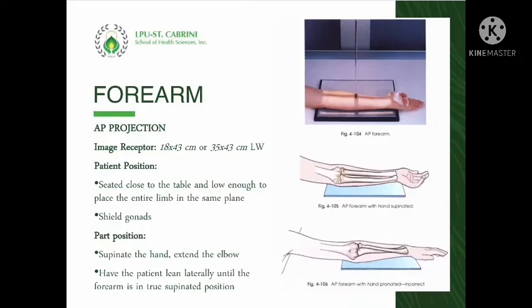The next projection will demonstrate the entire forearm. For the anterior-posterior projection, the patient should be seated close to the table, low enough to place the entire limb in the same plane. The elbow is extended with the hand in a supinated position. To achieve a true supinated position of the forearm, have the patient lean laterally.